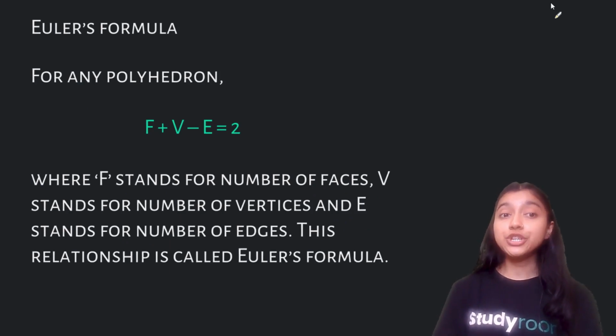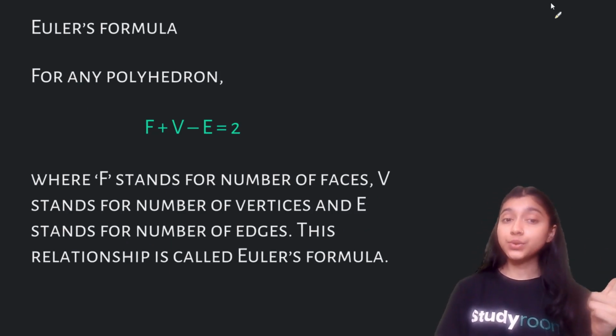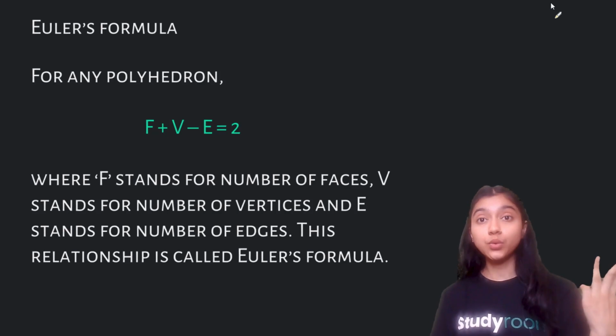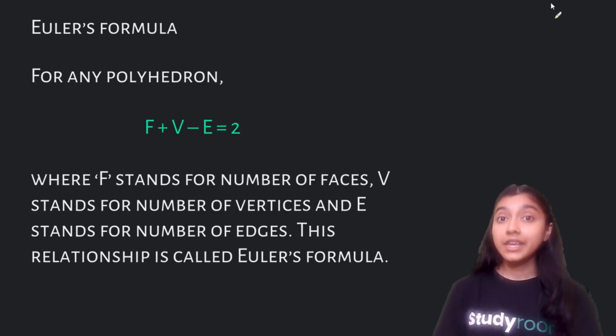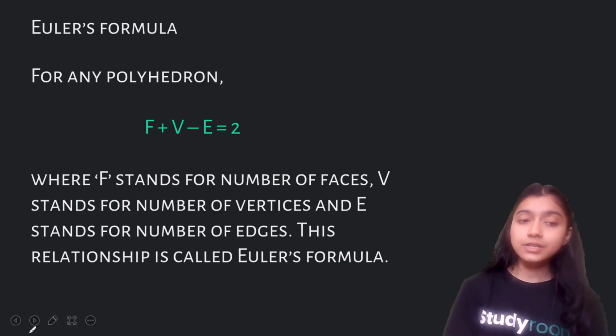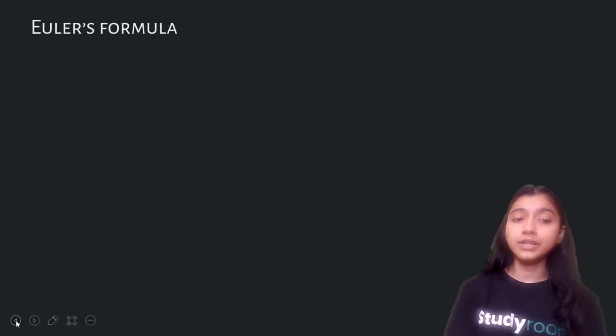Next up, I'll be teaching you Euler's formula. Now, what is Euler's formula? Euler's formula is that F plus V minus E is equal to 2. Now, is it similar to something that we did? Yes. In the previous examples, let me show you one of the previous examples that we did.